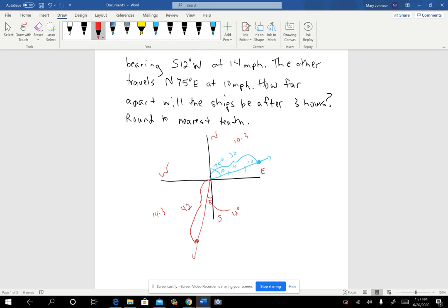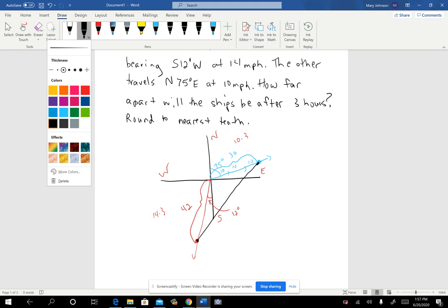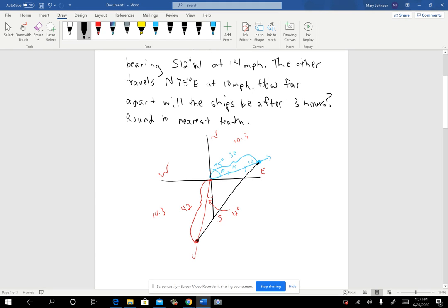We've got this ship being here after 3 hours, and our job is to find out how far apart they are. So that's this right here. We want to know this length. All right, so you can guess it's going to be law of cosines because it's in that unit, but I want you to think about what we need. We need the measure of this angle right here, the angle between those two ships.